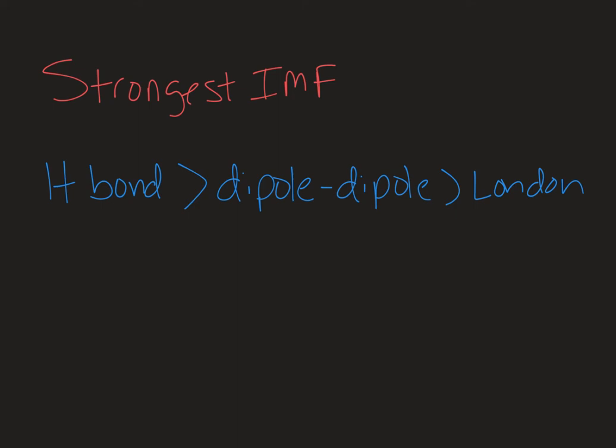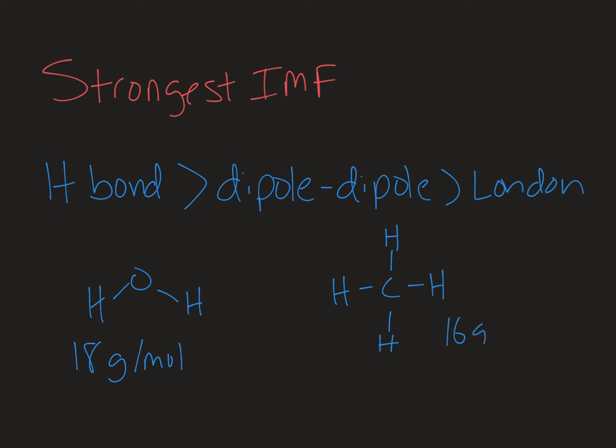And we can see this if we look at two molecules that have a similar molecular mass, but very different properties. So here we've got water on the left, and then I'm going to draw methane on the right. Water has a mass of 18 grams per mole. Methane is 16 grams per mole. So mass-wise, they're pretty similar to one another.